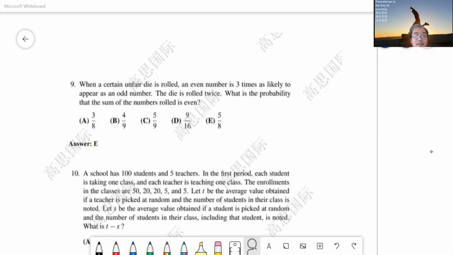Okay, question number 9. When a certain unfair die is rolled, an even number is 3 times as likely to appear as an odd number. The die is rolled twice. What is the probability that the sum of the numbers rolled is even? Right, so you can see the odds for even number is 3 to 1.